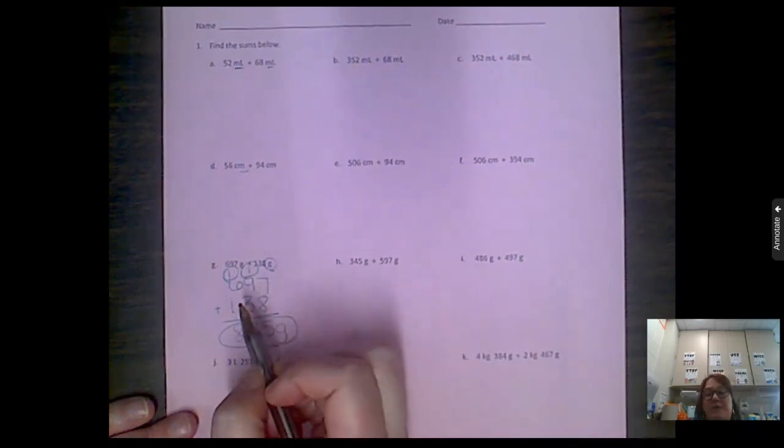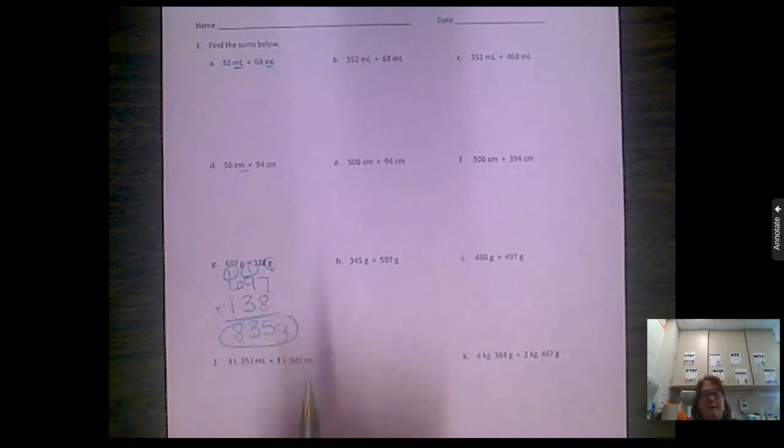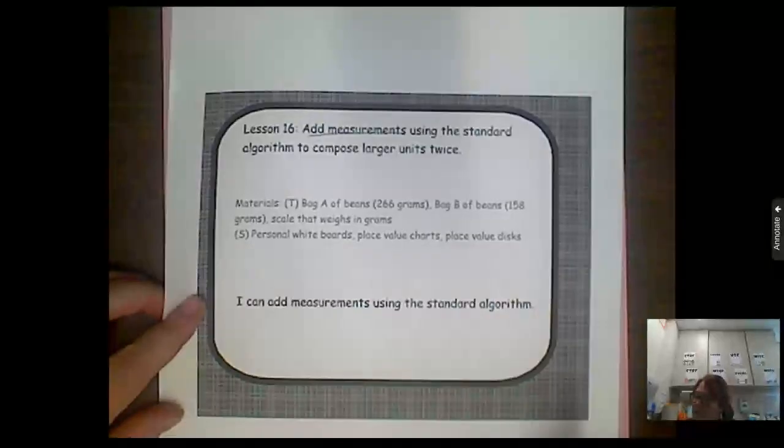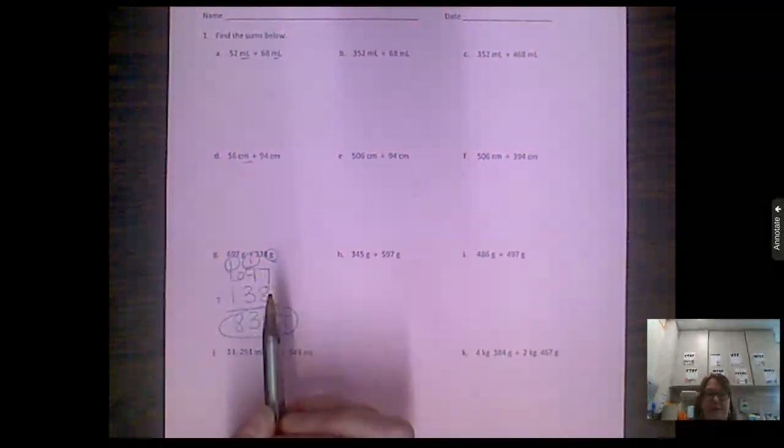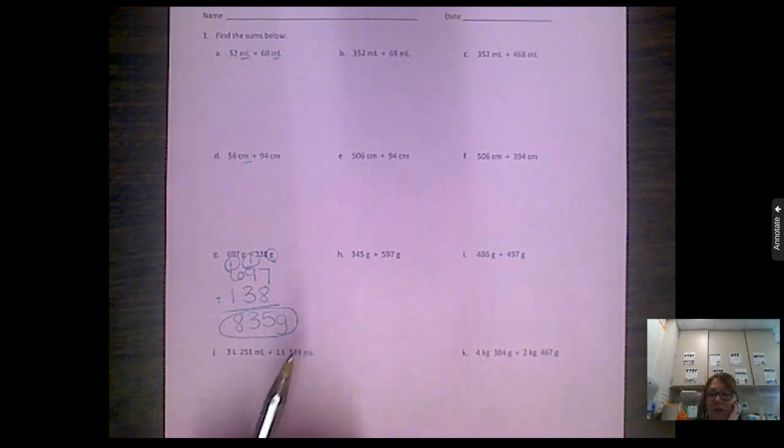Okay. So this is what it means when it says we're composing larger units twice, is that we're just carrying twice. Okay. And if you think about last year in second grade, all of your bundling of tens and your hundreds, that's really what we're working on, right?